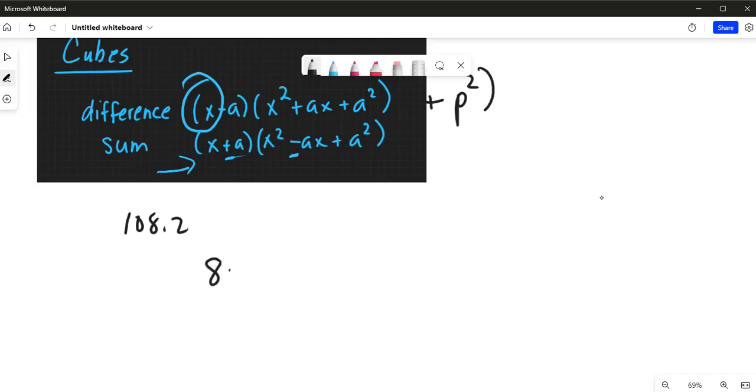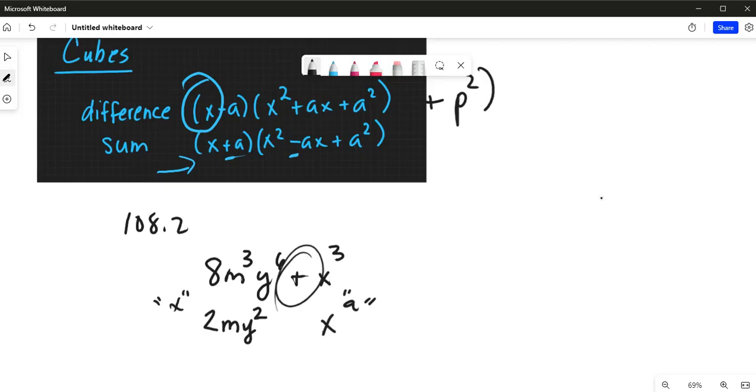So this one's 8m cubed y to the 6th plus x to the third power. The cube root here is 2, the cube root here is m, and the cube root here is y to the second. And then the cube root here is x. So this is our x, and this is our a. And this is a sum of cubes.